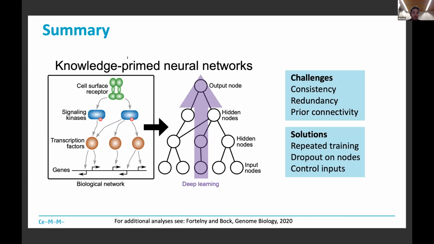So in summary, this approach of knowledge-primed network enables us to somehow put cell signaling interactions into hidden networks, into neural networks, going from receptors to signaling and kinases to transcription factors to gene expression, and then extracting those hidden nodes. I have outlined some challenges and the solutions we found. And again, all of it is in this paper and more.